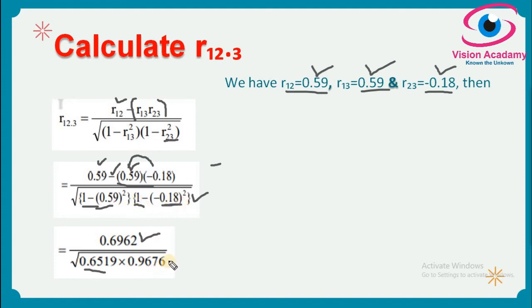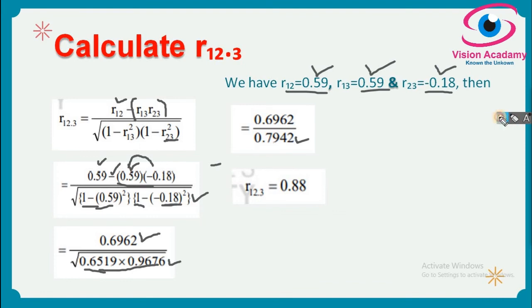Then I got 0.9676. So I will go for further simplification, and this thing will be firstly multiplied, and thereafter I will take the root. First multiply, then take the root. So then I got 0.7942. So for the next step I have to divide 0.6962 by 0.7942. Then I got the value of R12.3. So R12.3 is 0.88.